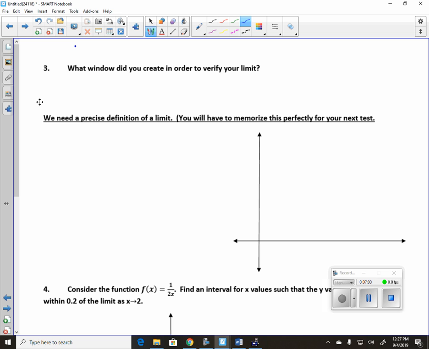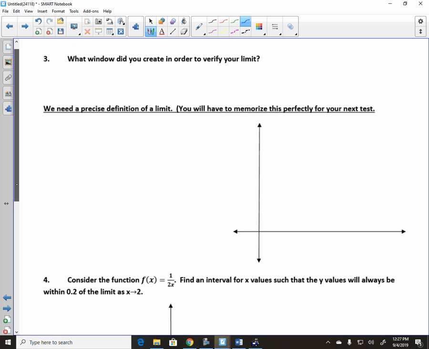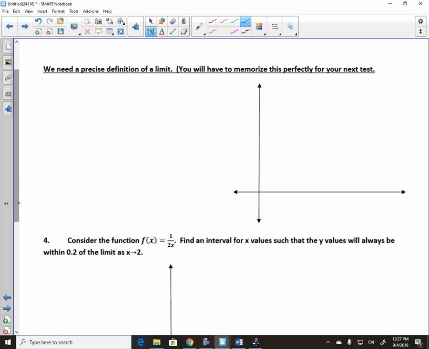We need a precise definition of a limit, and you're going to have to memorize this perfectly for the next test. Please understand that I have taught this course many, many times. Your first reaction will be, that would be ridiculous for us to be able to memorize it. That will be your immediate reaction. You need to trust me that I've gotten everybody to memorize this with really no problems.